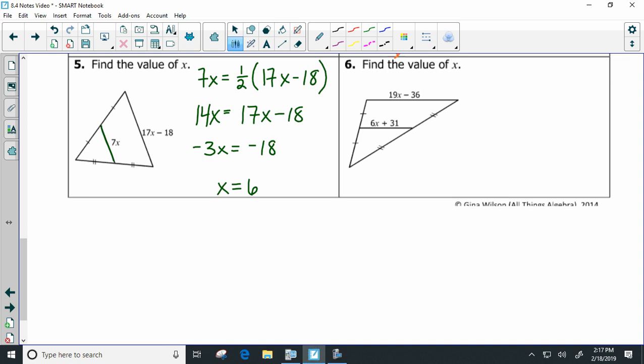All right, on the second question, remember at the beginning of these notes, I said that you can think that the mid-segment is half the third side, or the third side is twice as long as the mid-segment. So the third side here is 19x minus 36. That will equal twice the mid-segment, 6x plus 31.